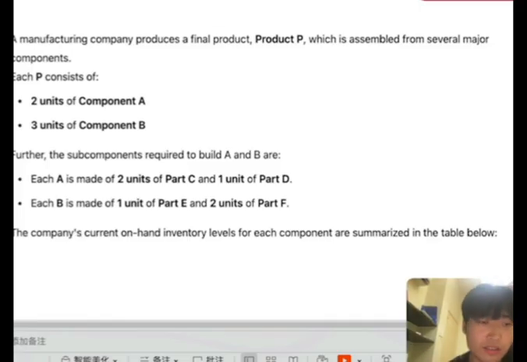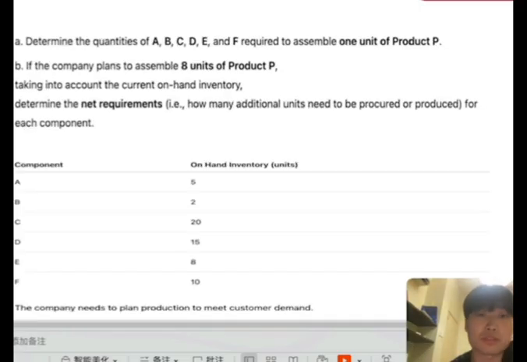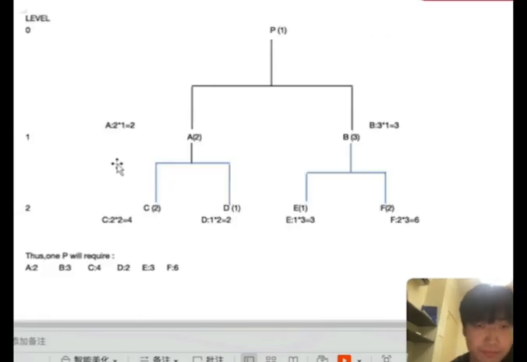So we also draw the product structure tree. We calculated that 1P, with the same method of calculation, will require 2A, 3B, 4C, 2D, because 1P requires 2A, right?